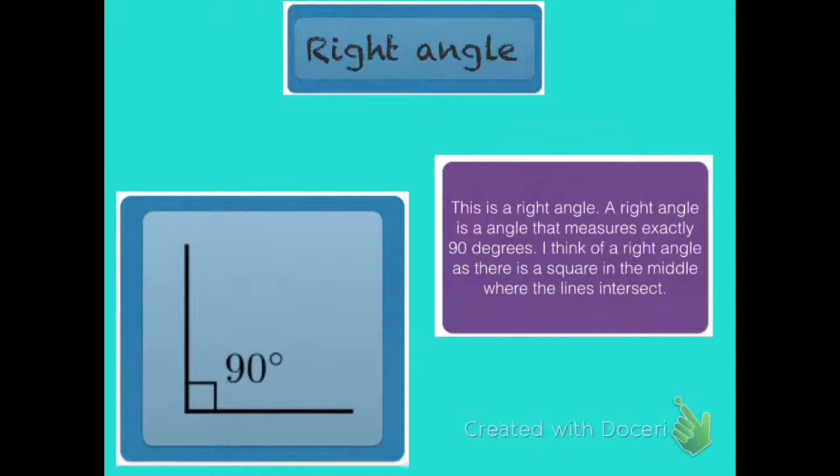The next angle we are going to be talking about is a right angle. This is a right angle. A right angle is an angle that measures exactly 90 degrees. I think of a right angle as there is a square in the middle where the lines intersect.